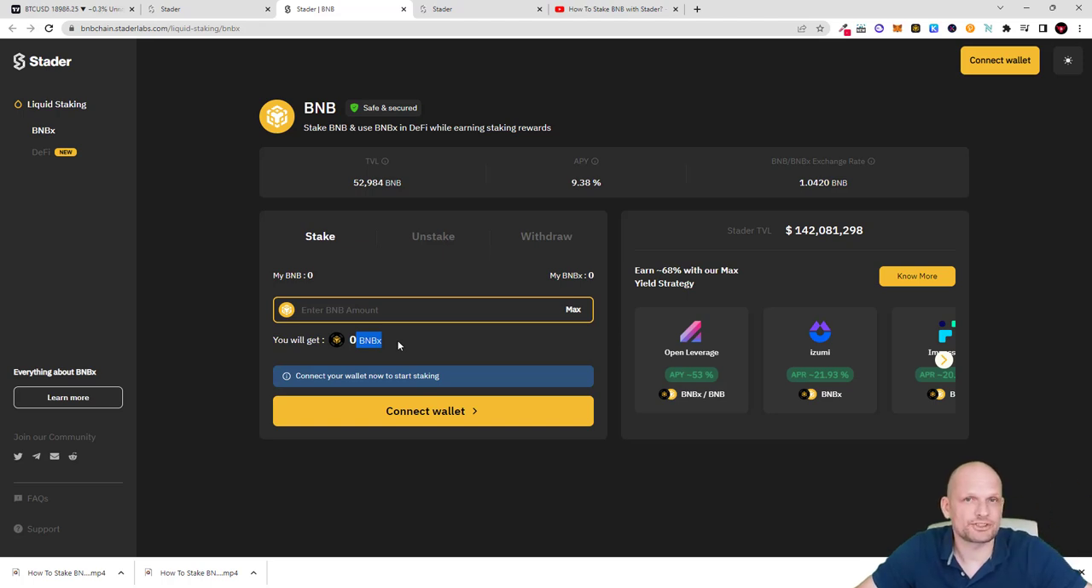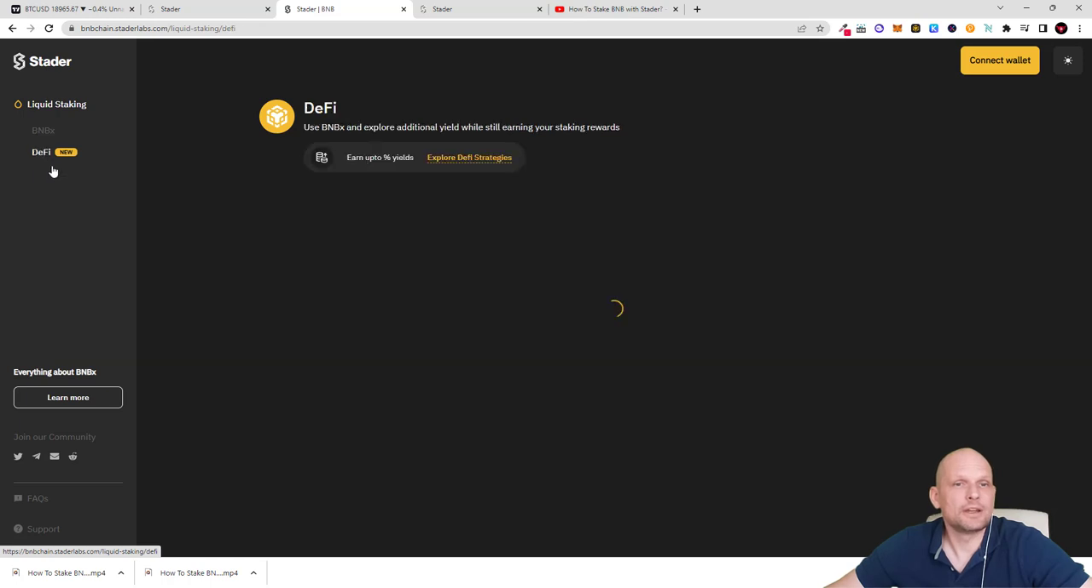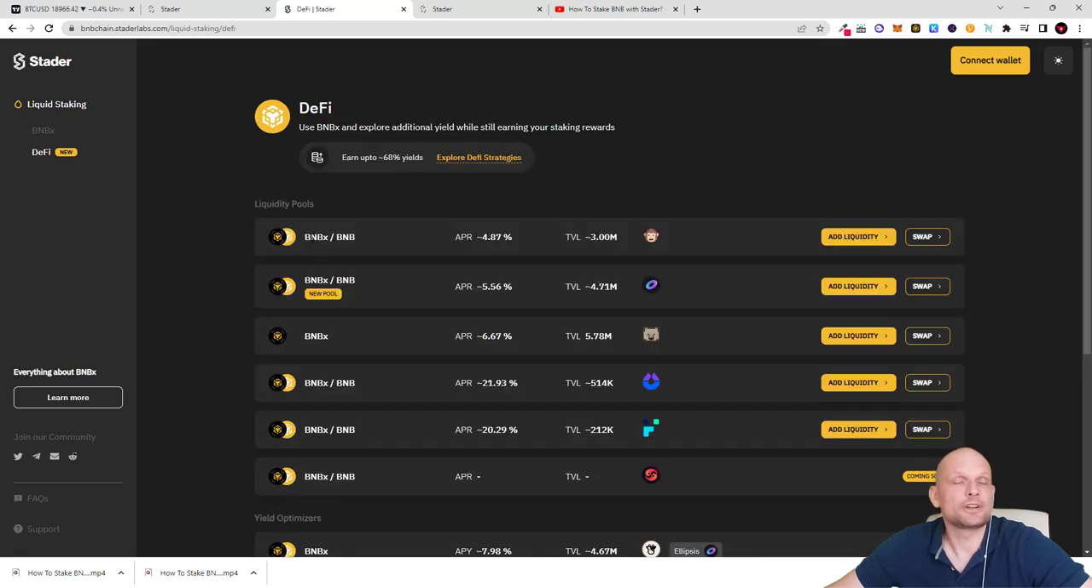So you are pretty much able to make double profits rather than only one profit by staking on Stader. After you have staked your BNB and received your BNBX, you can see here on the left-hand side in this navigation bar, if you click into DeFi, you can reuse your BNBX and stake more and earn more profits, guys.